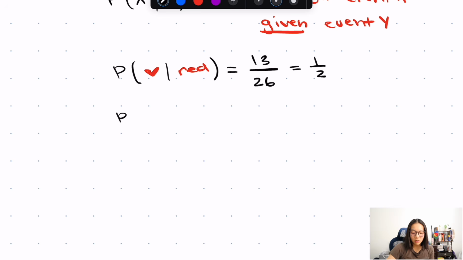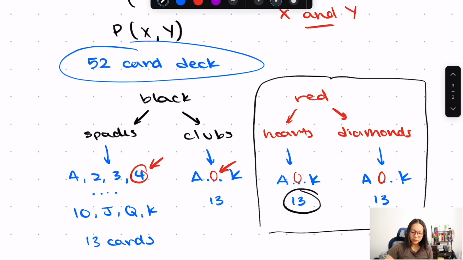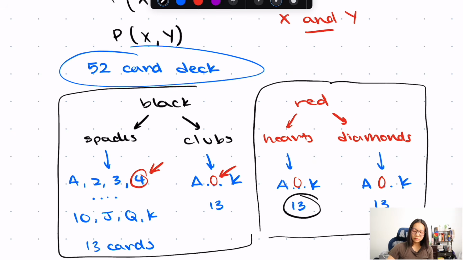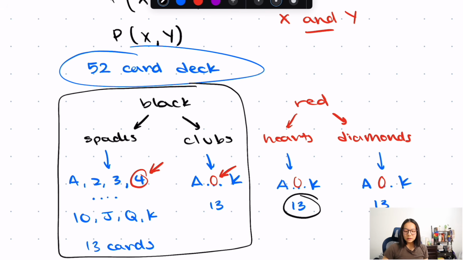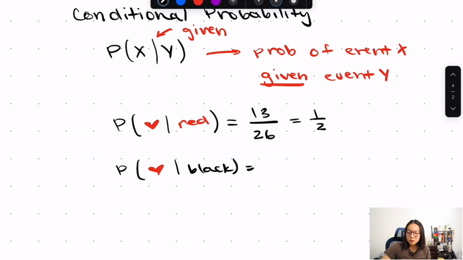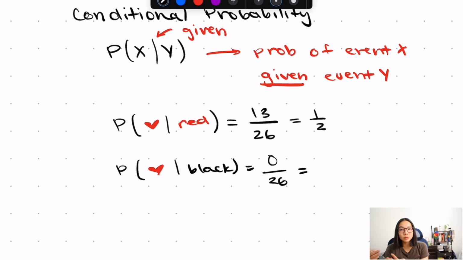Now let me ask you, what is the probability that we draw a heart given that we drew a black card? Okay, well, if we're looking over here, none of these cards are red. So let me erase that because we're not focused on this part anymore. None of these cards are hearts. So how many hearts are in that box? There's 0 out of 26. So the probability that we draw a heart, given that we already knew we drew a black card, is 0.